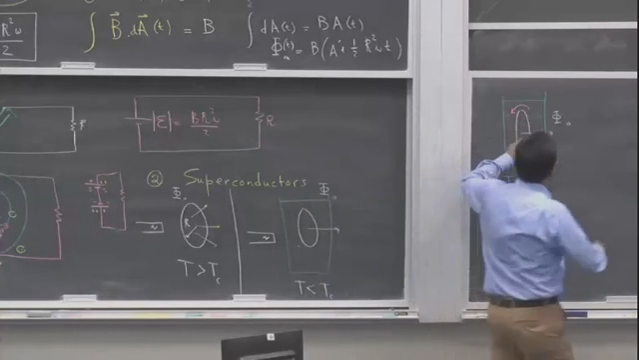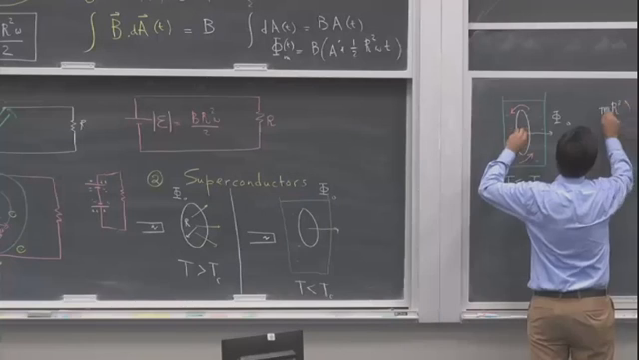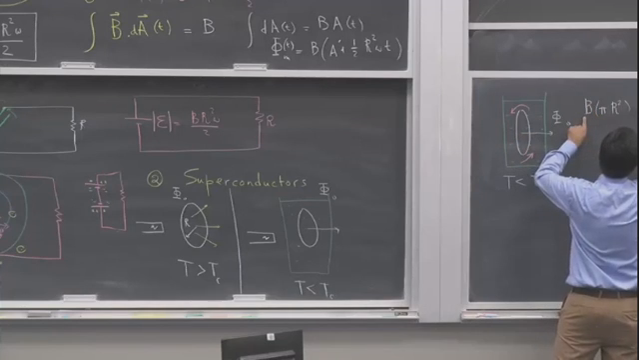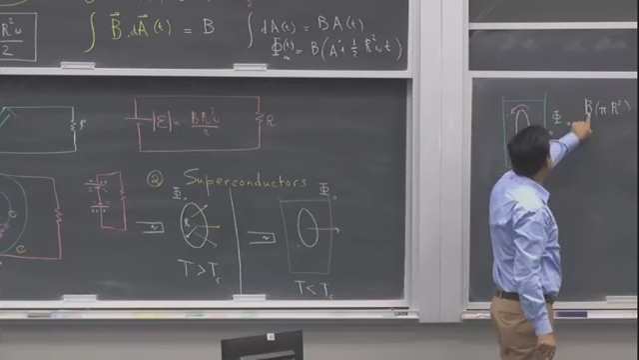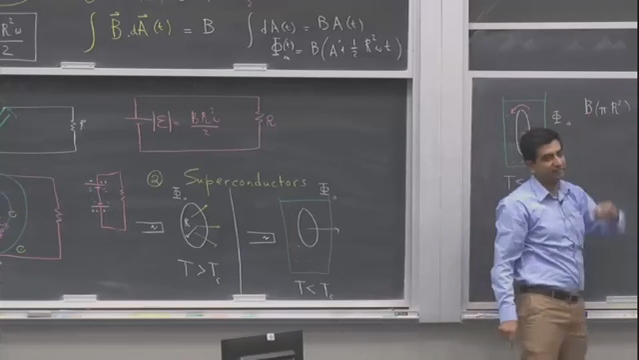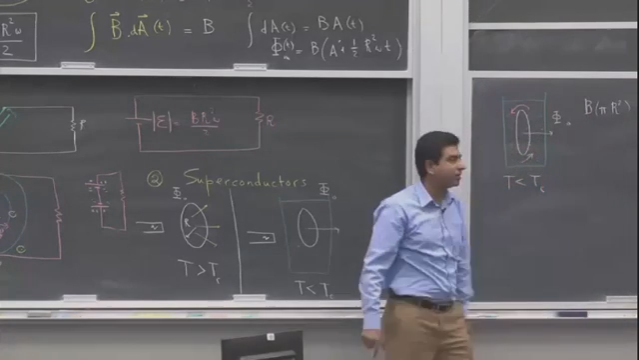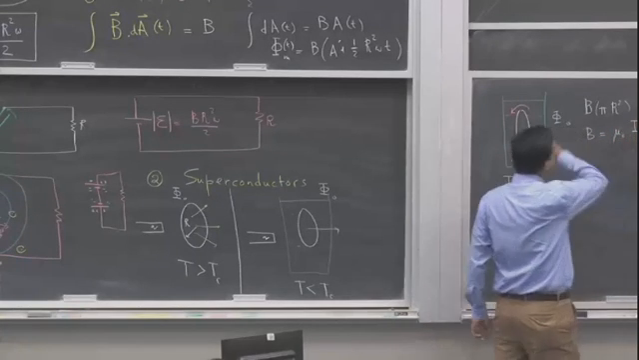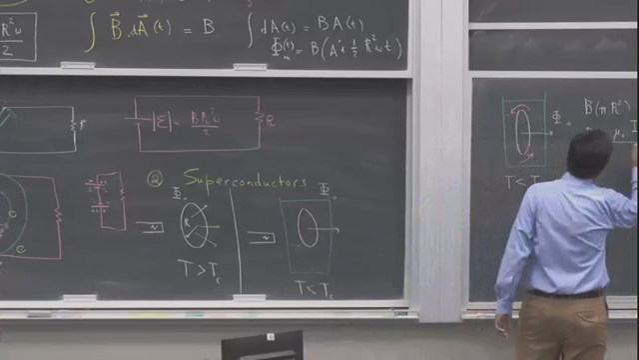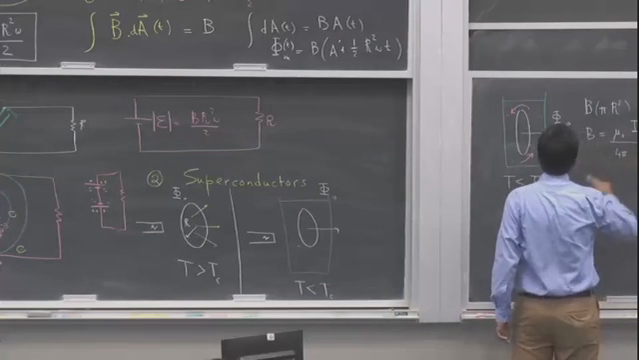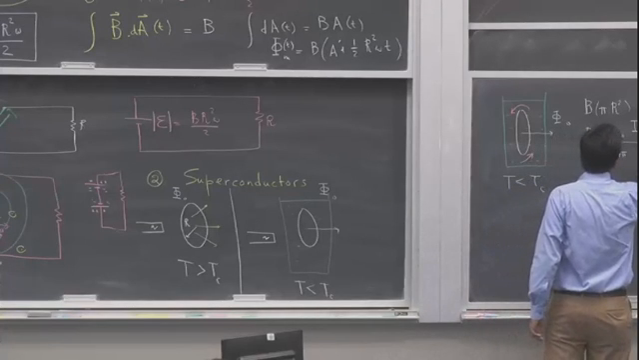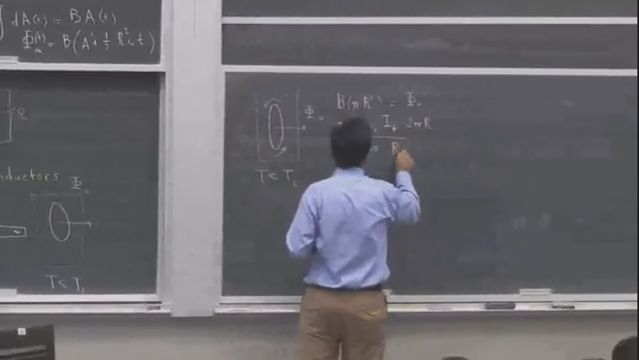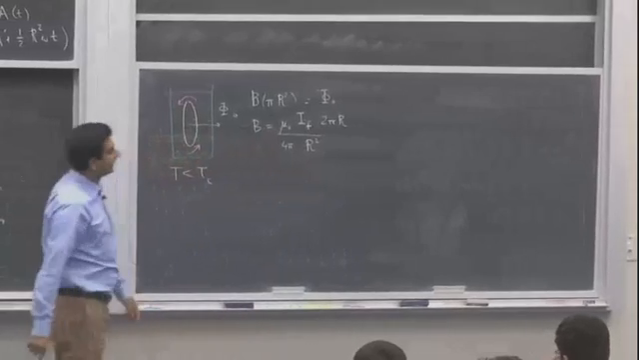If this area is pi r squared, B pi r squared is phi naught. You would like to create a B at this point which creates this flux. How is a B created? You use the Biot-Savart law. B is created by mu naught I, where I is the finite current through the superconductor, mu naught over 4 pi, dl cross r, and this gives 2 pi r squared. This is the Biot-Savart law.